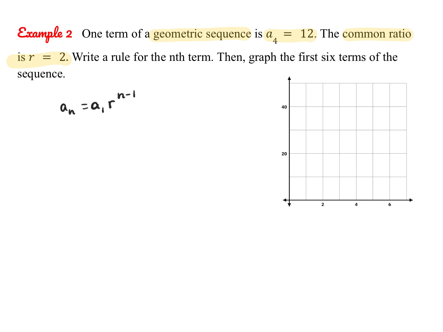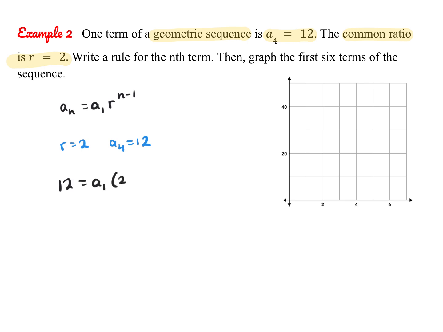Okay, so we know from our formula that we need a sub 1 and r. So we are given r. We know that r is 2, but we don't know a sub 1. So we're going to have to temporarily substitute 4 and 12 to help us find a sub 1. So I'm going to plug in r equals 2. We want to keep that anyways. And then I'm going to use this piece of information. Again, I'm replacing a sub n with 12.